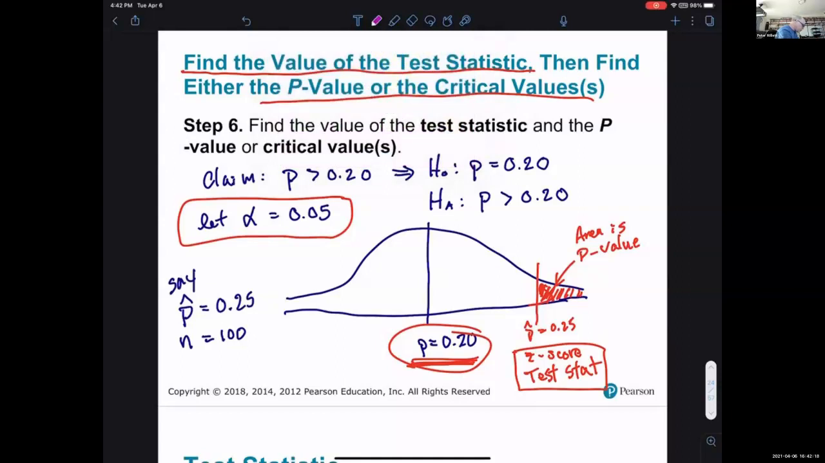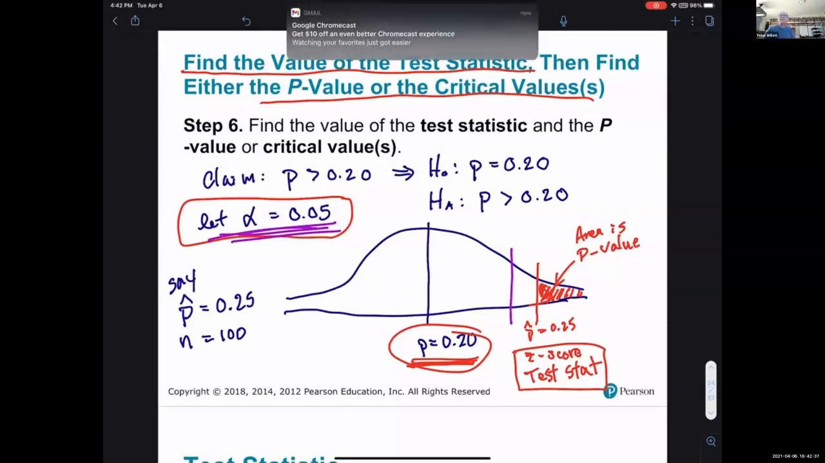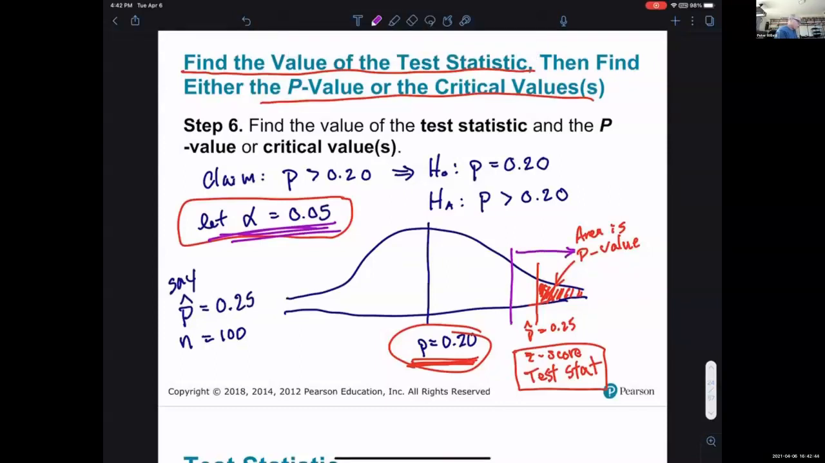So what I'm going to do is draw another thing here. And so if we are saying that our alpha value is 5%, then what that means is we're looking to see if our test statistic produces a p-value less than 5%. And so the critical value would be the z-score you would need, in this case a z-score, that marks the 5% point on the distribution.